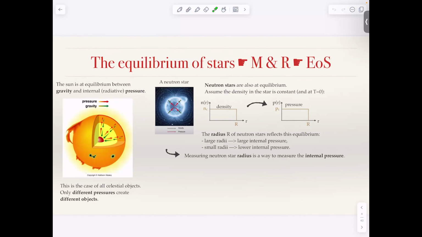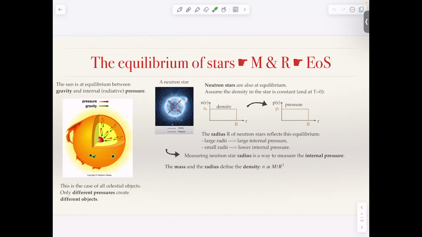Okay, so the radius gives an idea of the pressure. But then at the beginning, I said we are interested in the equation of state. So it's not only the pressure, it is a pressure for a given density. And in this simple model, if you want the density, you have the radius. If you have the mass, which is also a global property, then you can determine the density of a neutron star. It is just the mass divided by the volume of the star, if you suppose that the density is uniform.